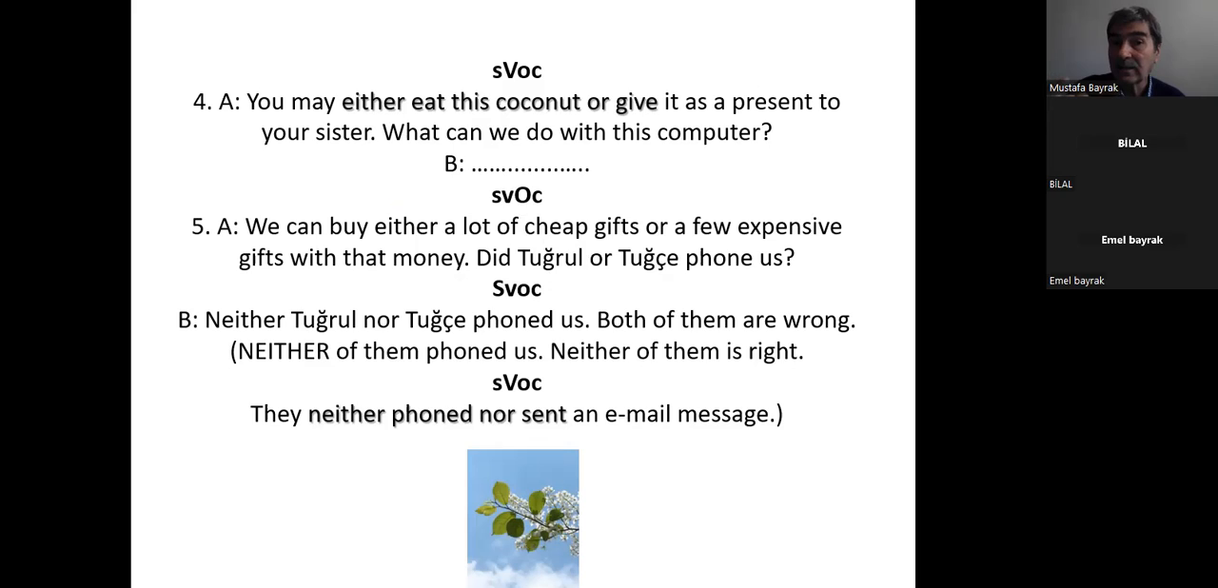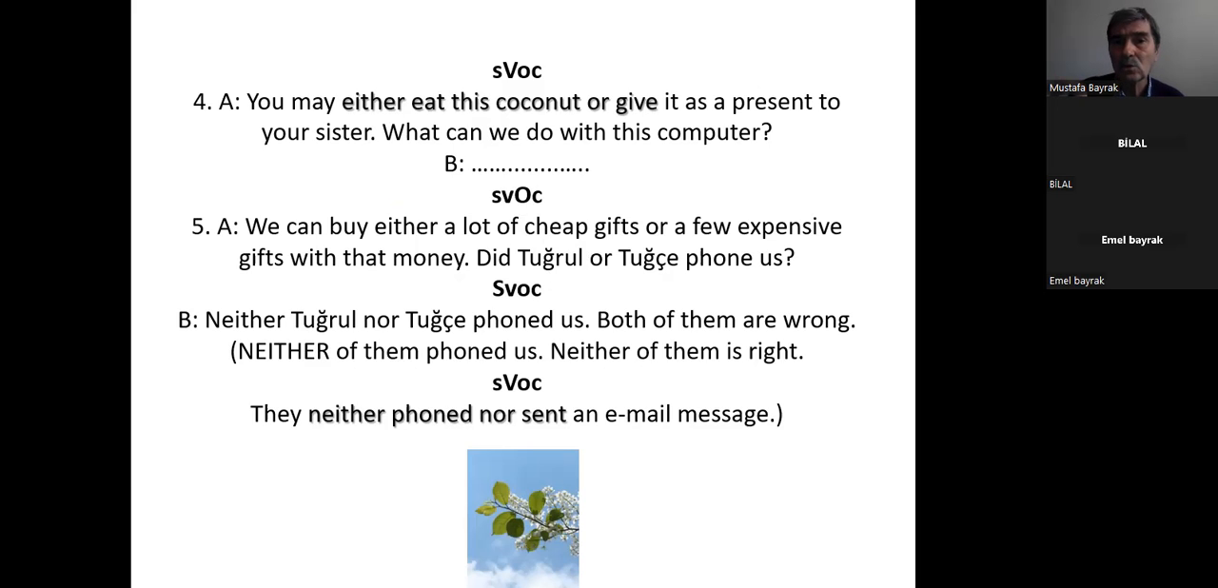We can buy either a lot of cheap gifts or a few expensive gifts with that money. Okay. You can buy either a lot of cheap gifts or presents or a few expensive gifts with that much money. Okay. You can buy either an apple or an orange, for example.